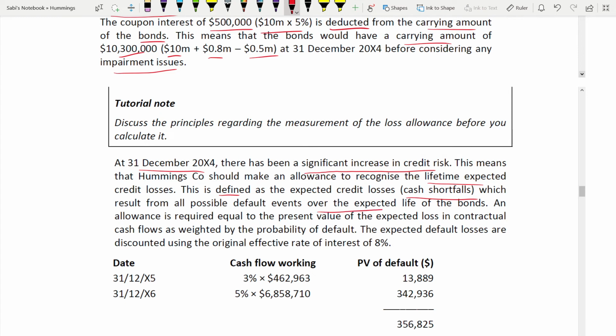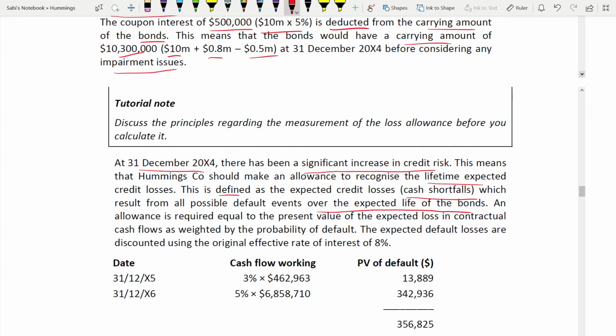Over the expected life of the bond means what? When did they say? They told that the bond will be repayable on 31st December 2006. So until that, they were expecting cash shortfalls. That's why it is a lifetime expected credit loss. They didn't say 12 month or only this year. No. Until that date, there's a credit loss only. Cash shortfall.